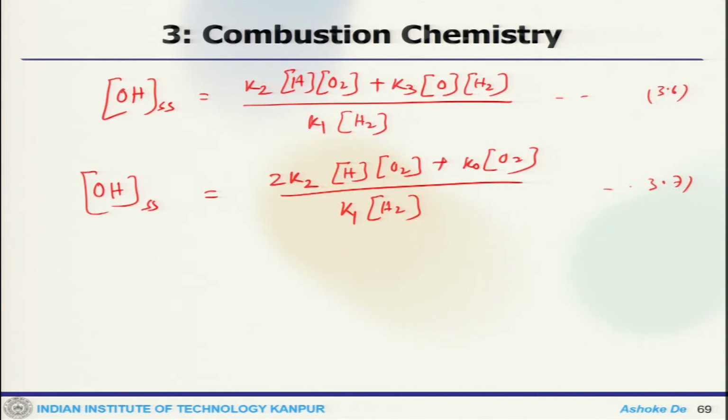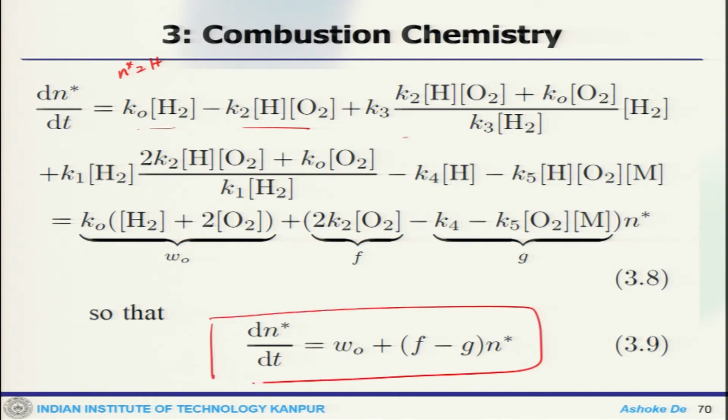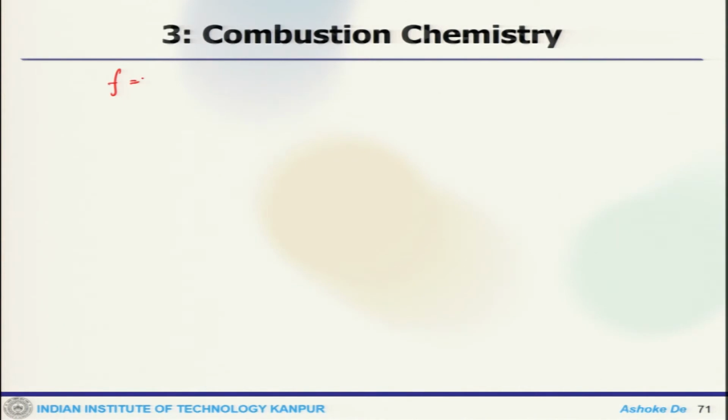So, all your OH and O steady state values that we got, we will put back there, and finally you get, in a simplified form, dn*/dt = W0 + (F - G)n*. W0 is nothing but this expression, which will involve hydrogen and oxygen, F is this, G is this. So, that is where you get your radicals, where F, if you look at it here, is the chain branching. One can identify it that way.